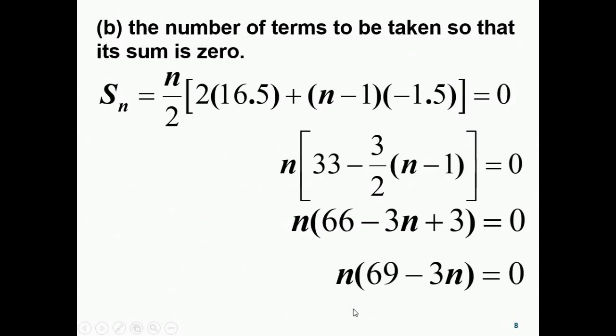So now we have n times (69 minus 3n) is equal to 0. Therefore, n is equal to 0 and n is equal to 23. But always note that n cannot be equal to 0. Therefore, the answer is n is equal to 23.